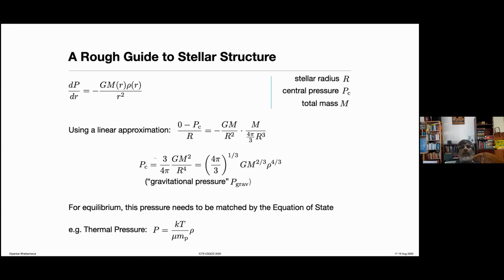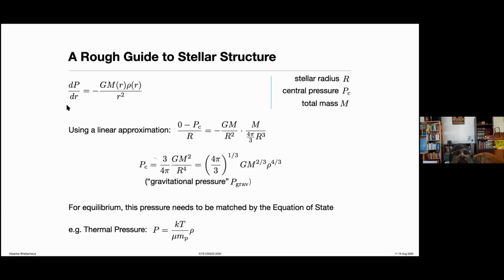Okay, so now let us come back to a rough guide to the stellar structure. So we have this hydrostatic equilibrium equation, dP/dr is minus G M(r) rho(r) divided by r squared. Now I'm going to do something very drastic because I'm only going to do something very qualitative here. This is not going to give you a quantitatively correct description, but it is just to give you a feel for the dependencies and dimensional estimates.